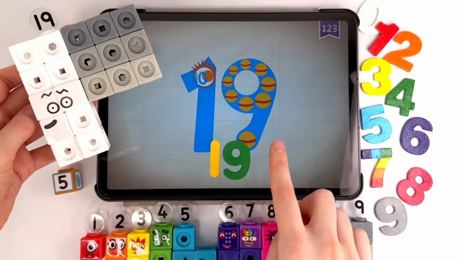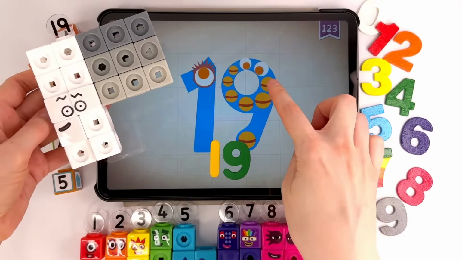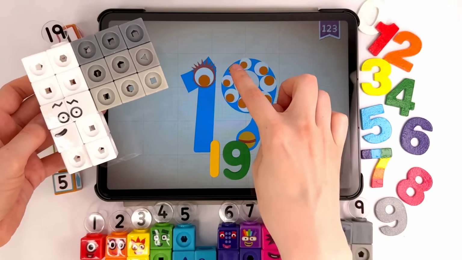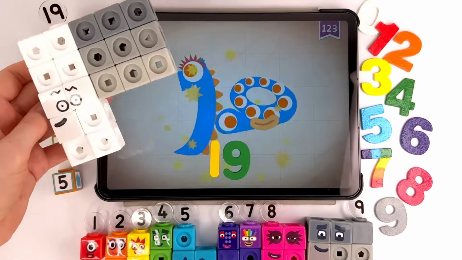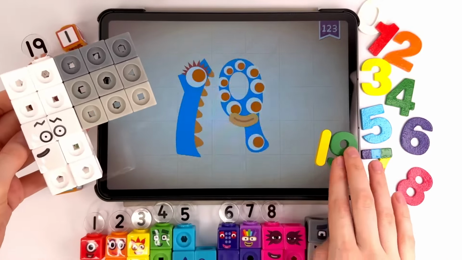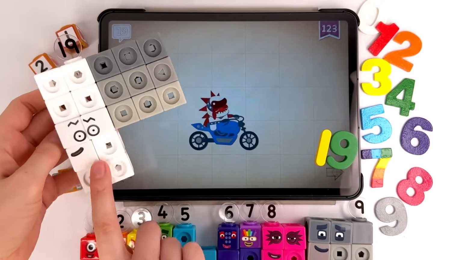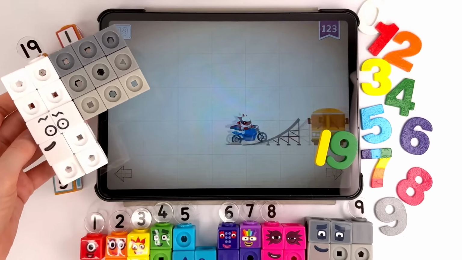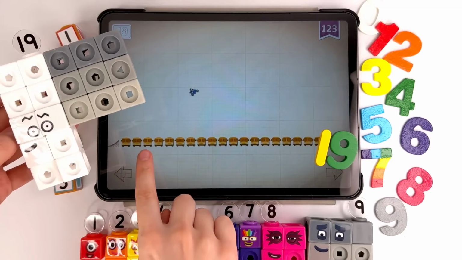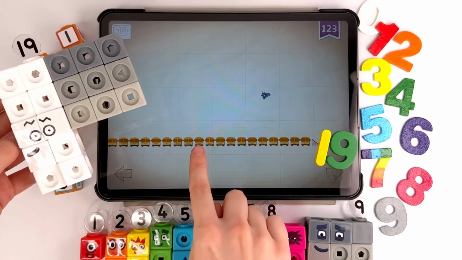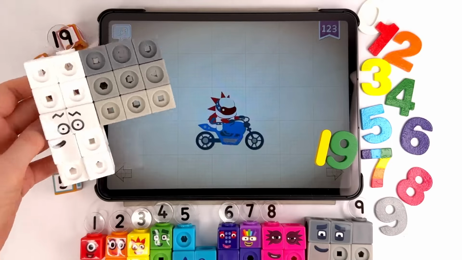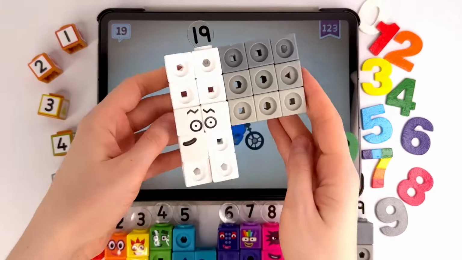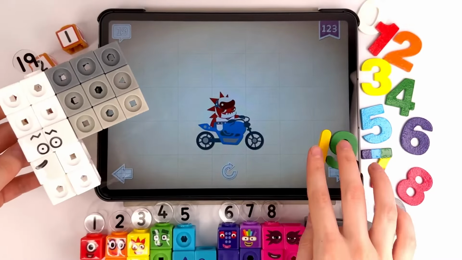19. 10. Oof. 11, 12, 13, 14, 15, 16, 17, 18, 19. Number 19. Rocky jumped over 19 school buses on his motorcycle.